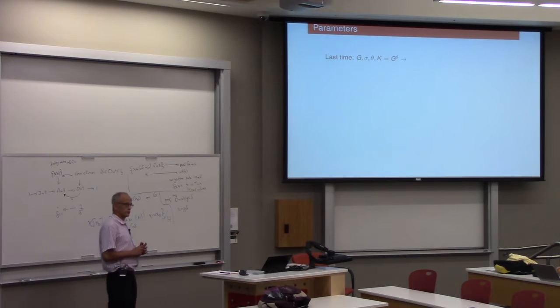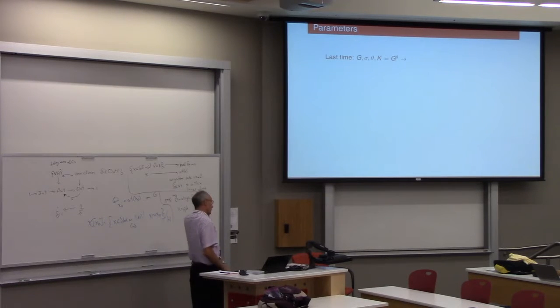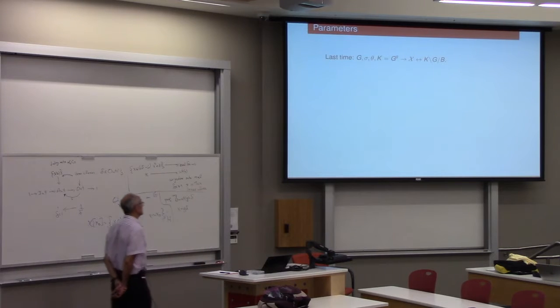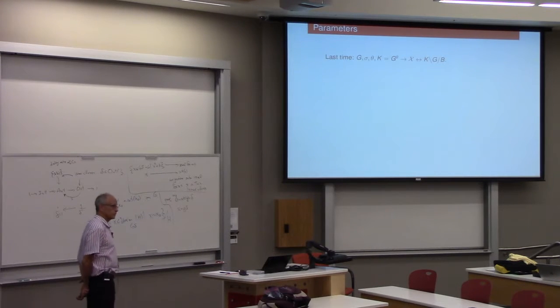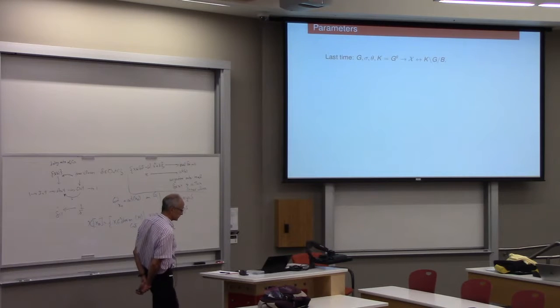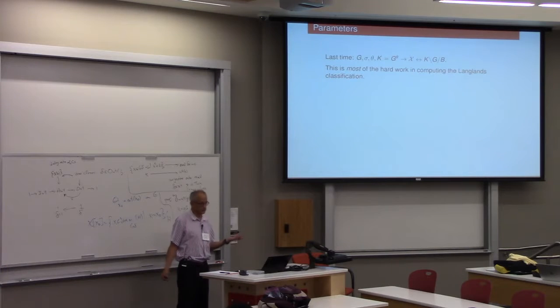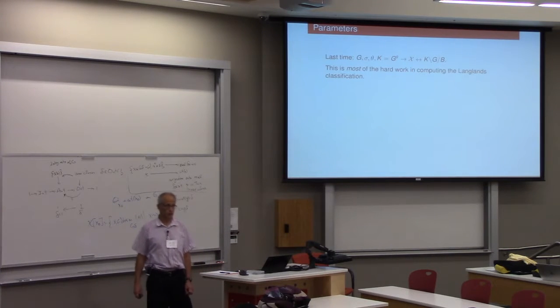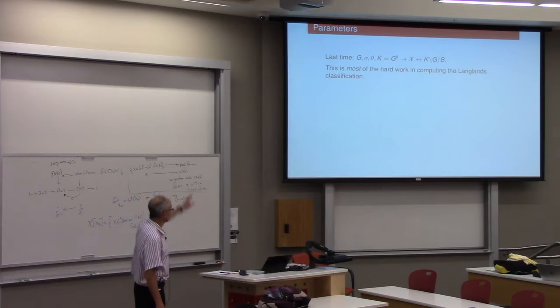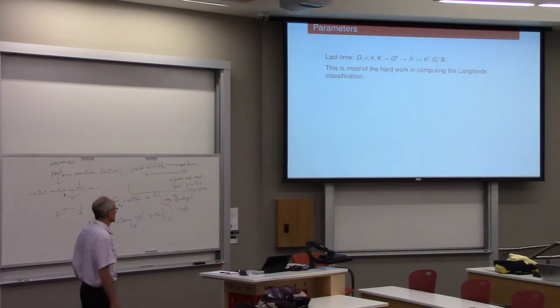All right, so let's move on to talk about parameters. We've sort of fixed the setting now. We have a G and an anti-holomorphic sigma, a corresponding theta, and K is the complex-type maximal compact, which is to say G to the theta. And we know about this KGB space, which is explicitly parameterized by the software. And I mentioned this last time, and it's still amazing to me, that most of the hard work in doing the Langlands classification is done already once you've computed X.